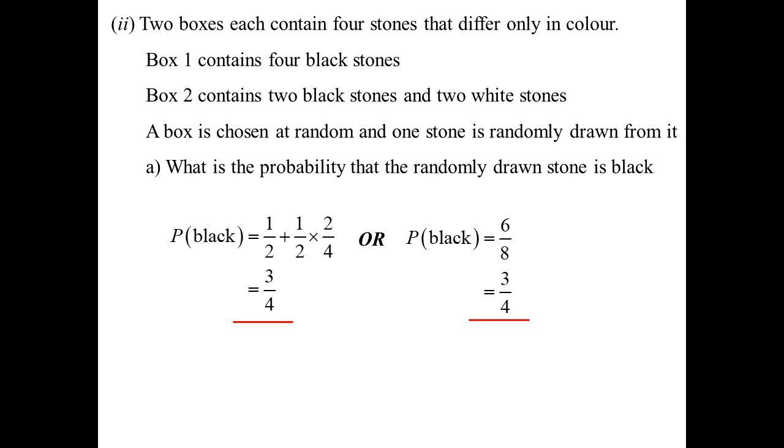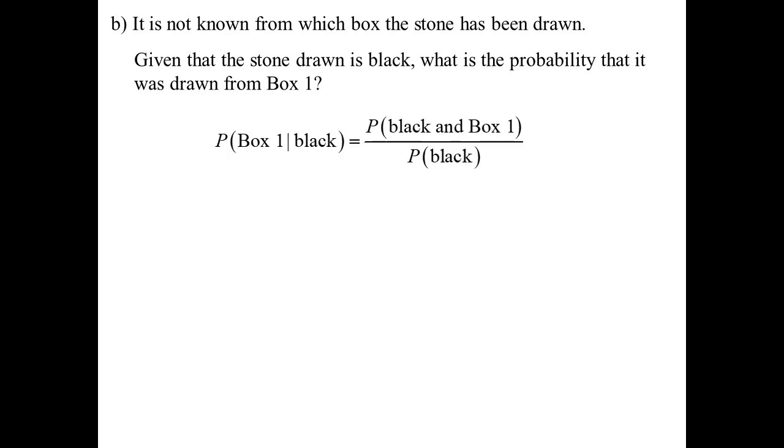So there's part A. Now, we don't know which box the stone has come from, but given that we do get a black one, what's the probability that it came from box 1? The probability that it came from box 1 given that the stone is black.